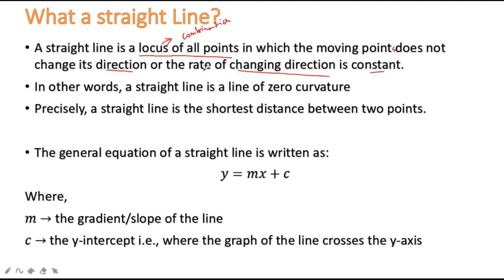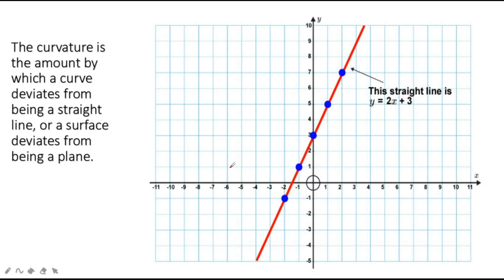So a straight line is a locus, or combination, of all points in which the moving point does not change its direction, or the rate of changing direction is constant. Now, this is a straight line. We can say there are many points out here. The points are indicated by blue dots, and there can be numerous points apart from these. The number of points, or the set of points, on a straight line is infinite.